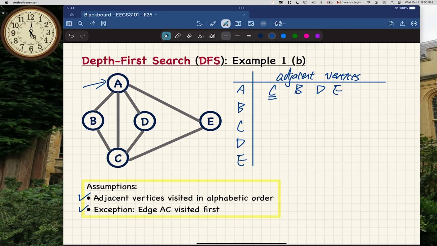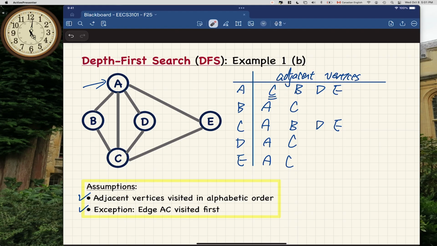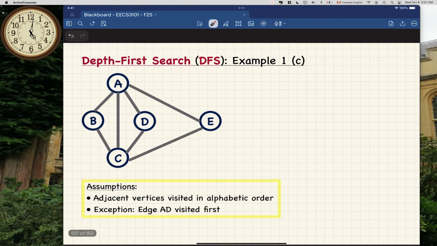And then for B here, we just got A and C. And for C here, it's going to be B, A, B, D, E. And for D here, it's going to be A and C. And for E here, it's going to be A and C, right? So basically, we just change the order right here, okay? And try to see what the final annotated graph is going to look like after that first search. Okay, think about it. It's going to be different, I can tell you. You got similar example there. You can also try another one, the exception is we do AD first. Another one, we do AE first.